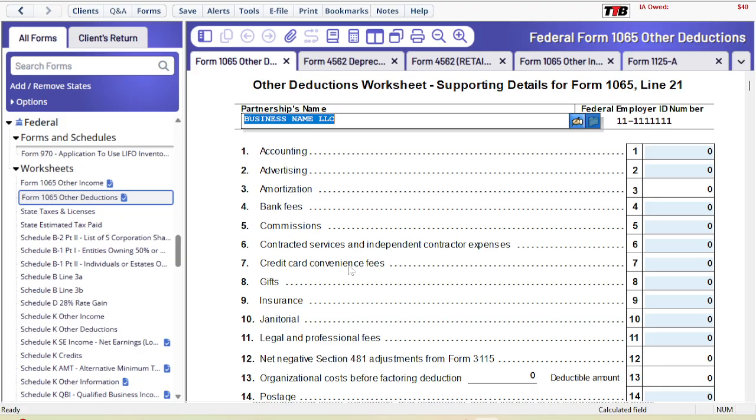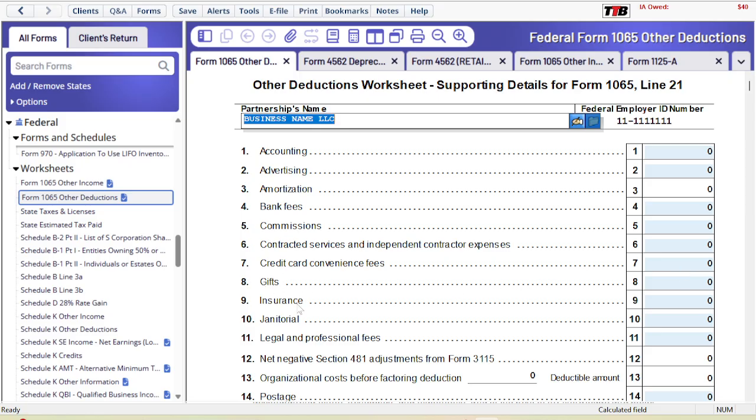It might be worth making a short video to just point that part out, where you put contractor expense on your 1065 is under the deduction section, but that is that, and line 6 they just have there for you. Credit card convenience fee, okay, is going there.